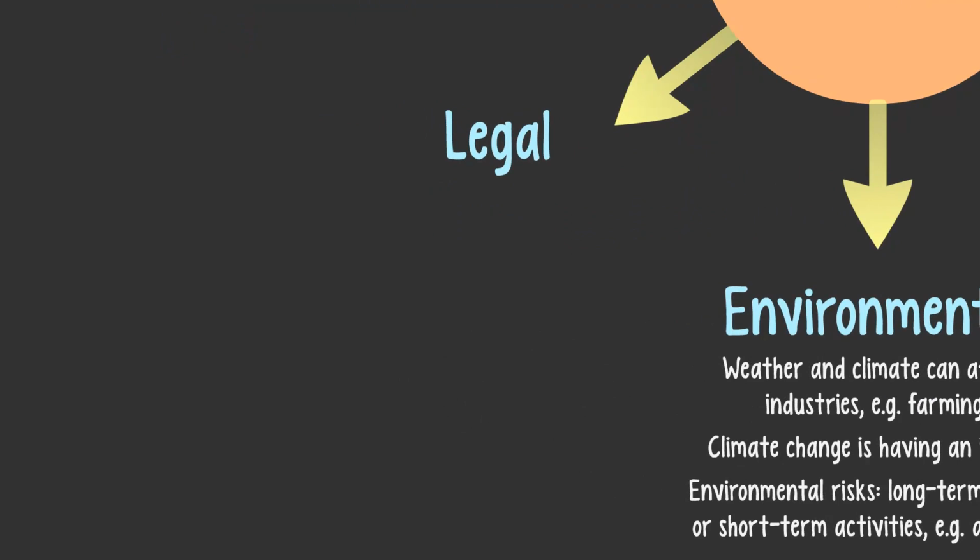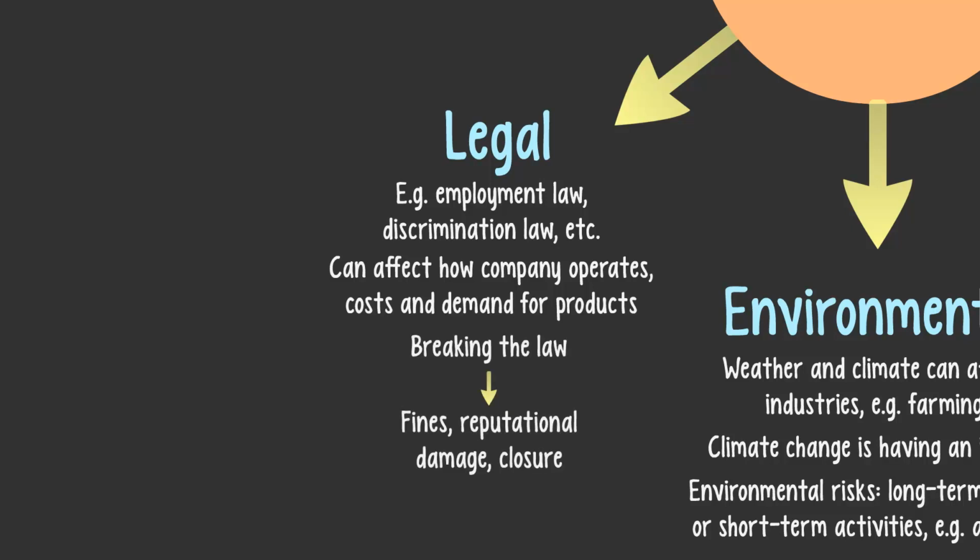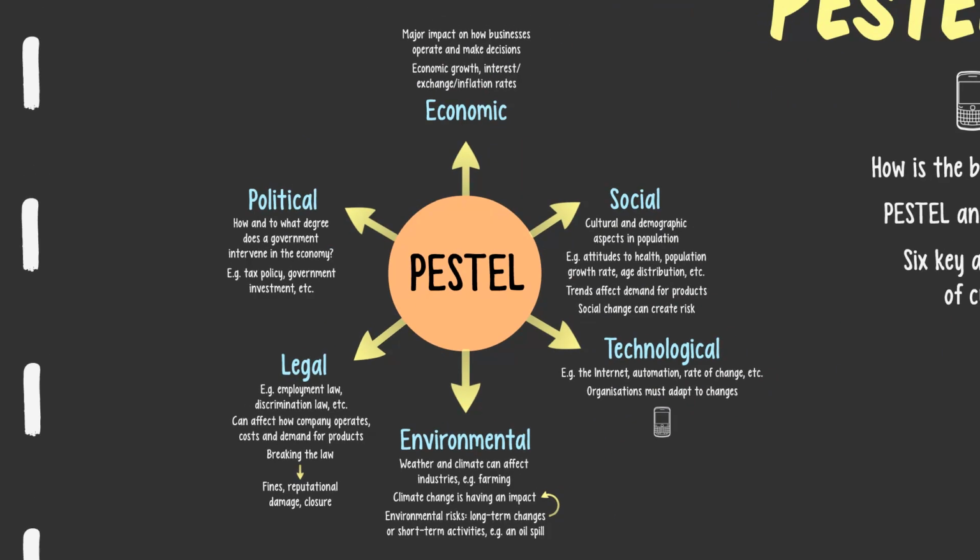And these are all about laws, the varieties of laws that affect how a company operates, its costs, and the demand for its products. Now, of course, this should go without saying that companies have to be aware of the laws in the territories in which they operate. Otherwise, they may fall foul of them, they may break the laws, and that's going to result in fines or damages to their reputation, or perhaps even closure to the business. So legal factors are the laws of the territory in which a company operates. And of course, if we've got a multinational corporation, that means obeying the specific laws in each of the territories in which it operates. Okay, so there's the theory behind the PESTEL factors.